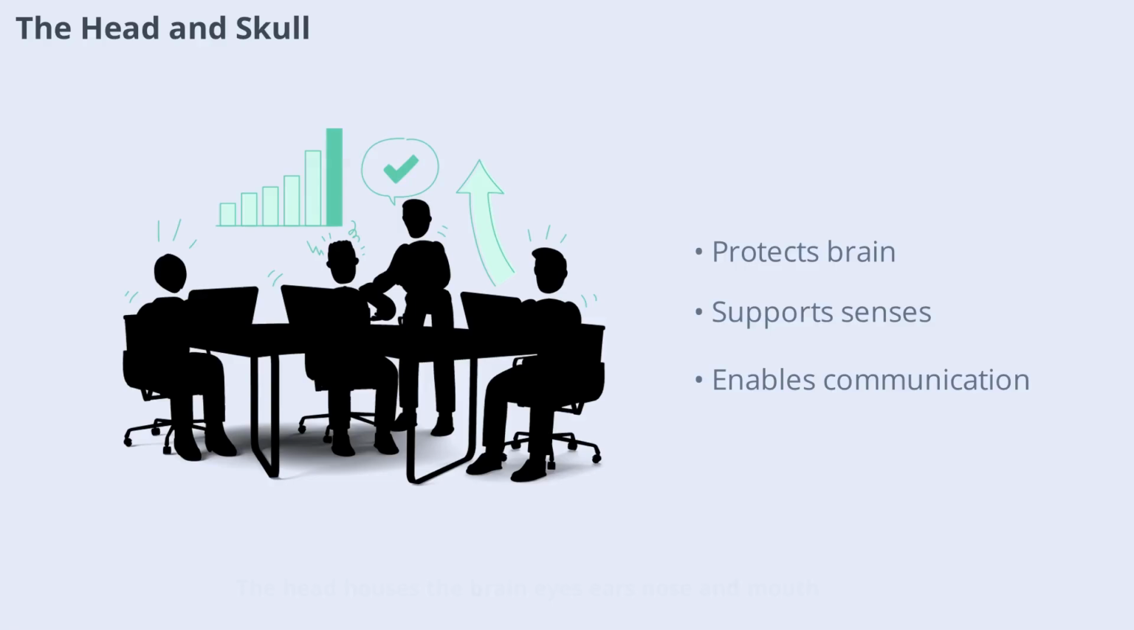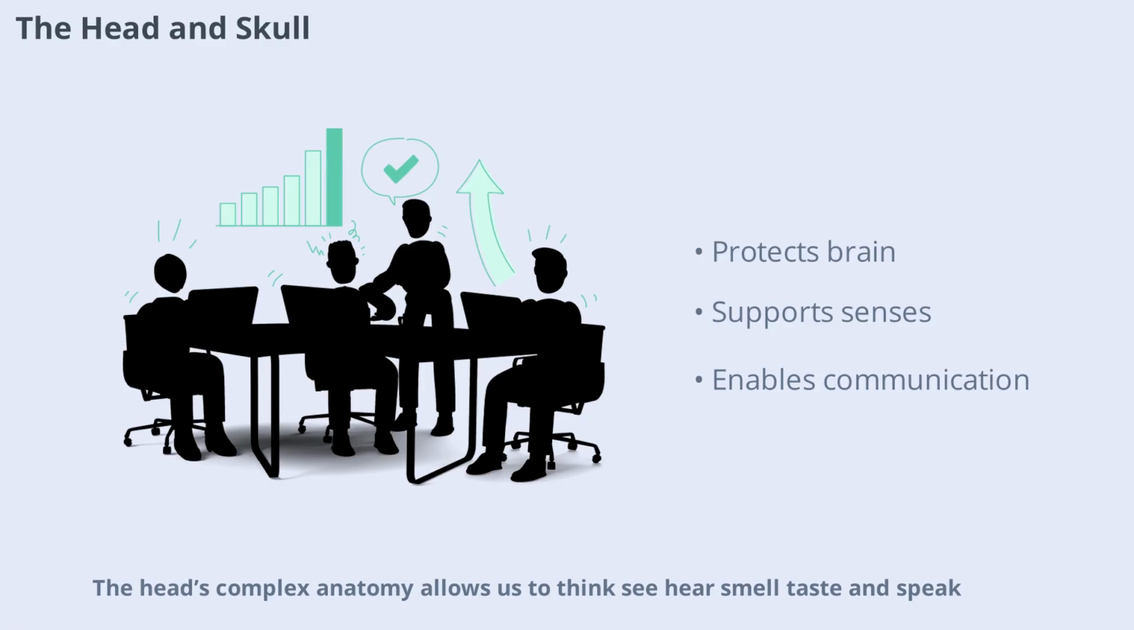The head houses the brain, eyes, ears, nose, and mouth. The skull protects the brain and supports facial structures. This region is crucial for sensory perception, communication, and controlling the body's functions through the brain. The head's complex anatomy allows us to think, see, hear, smell, taste, and speak.